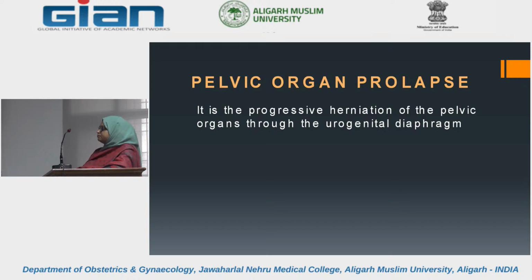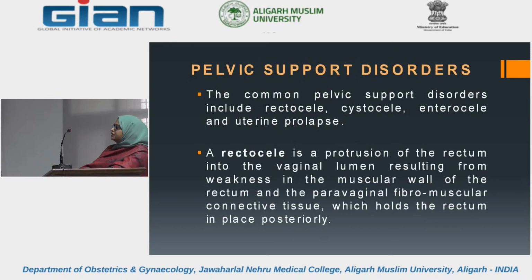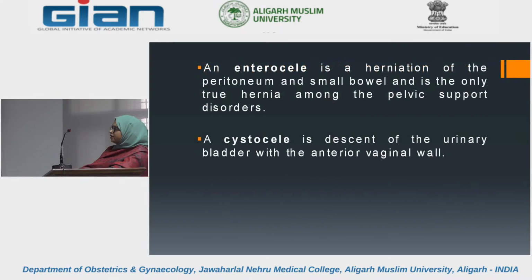A rectocele is a protrusion of the rectum into the vaginal lumen resulting from weakness in the muscle wall of the rectum and the paravaginal fibromuscular connective tissue which holds the rectum in place posteriorly. An enterocele is a herniation of the peritoneum and the small bowel and is the only true hernia among the pelvic support disorders. A cystocele is a descent of the urinary bladder with the anterior vaginal wall.